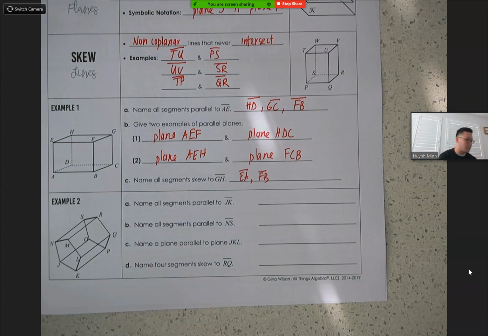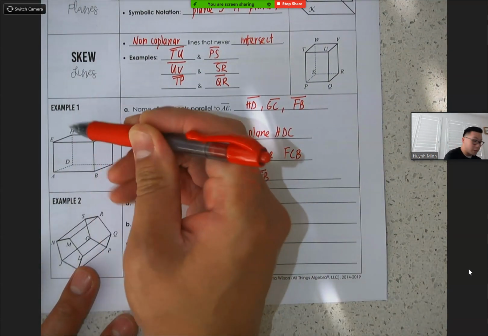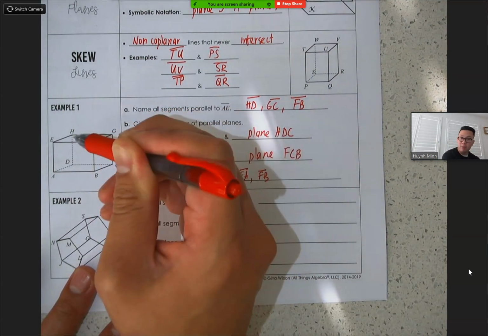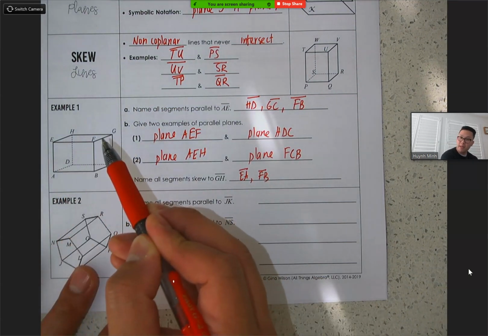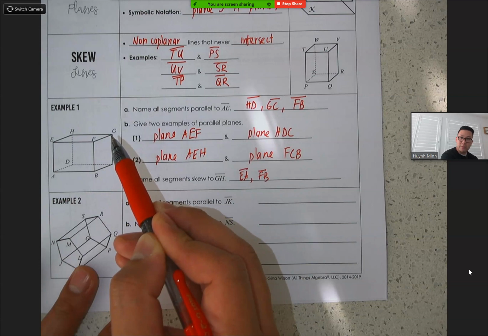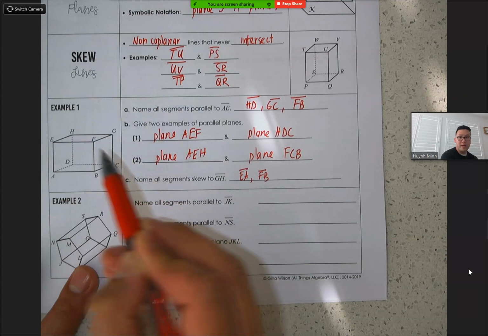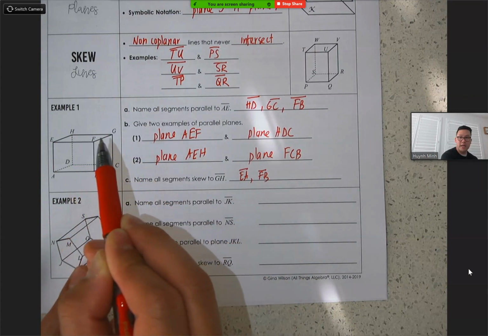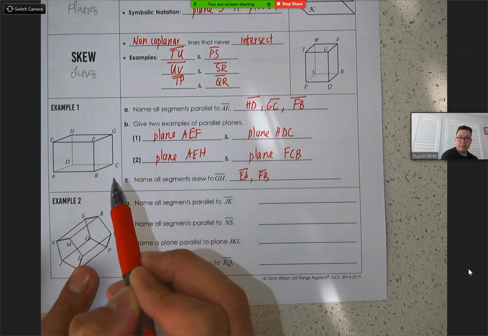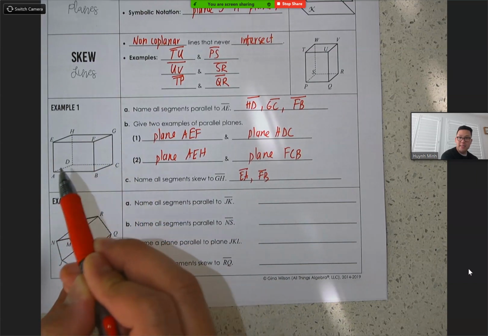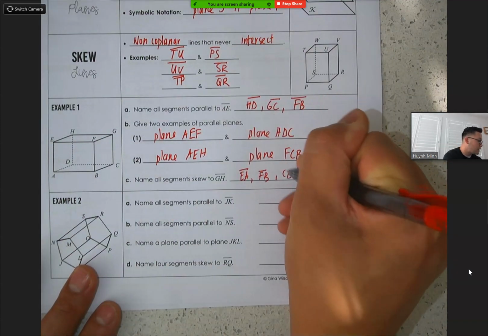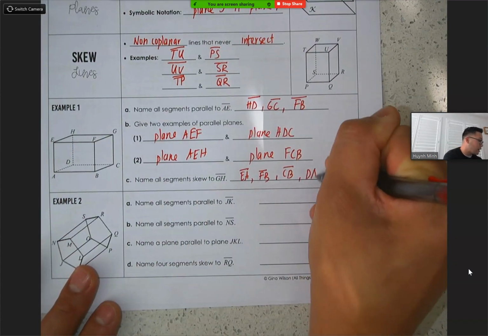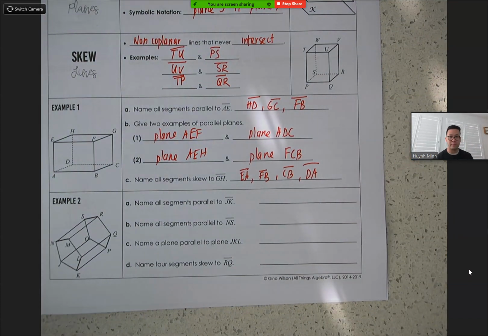Now, what are the other ones? Well, what's common is that people are like, okay, GH is in the back, let's go with GF. Well, we can't do that because they intersect at this corner. But if I go to these bottom pieces, if I'm focusing on GH or HG, CB and DA, they don't connect, so I can say CB and DA are also skewed to it.